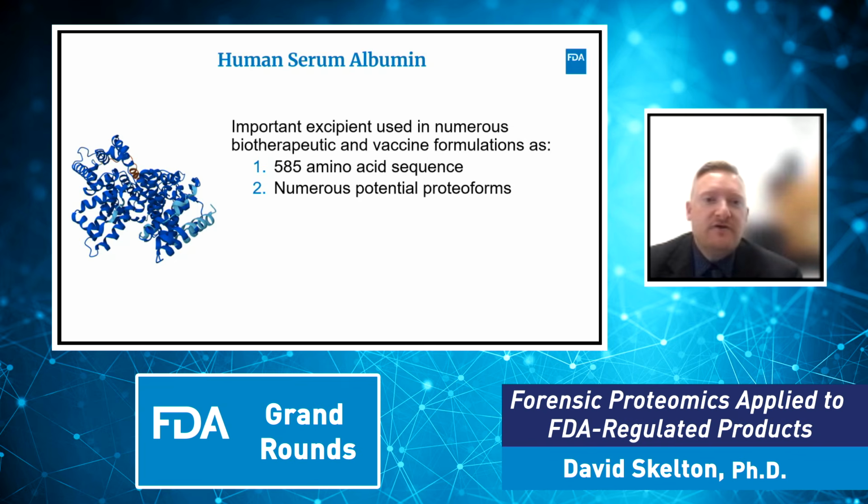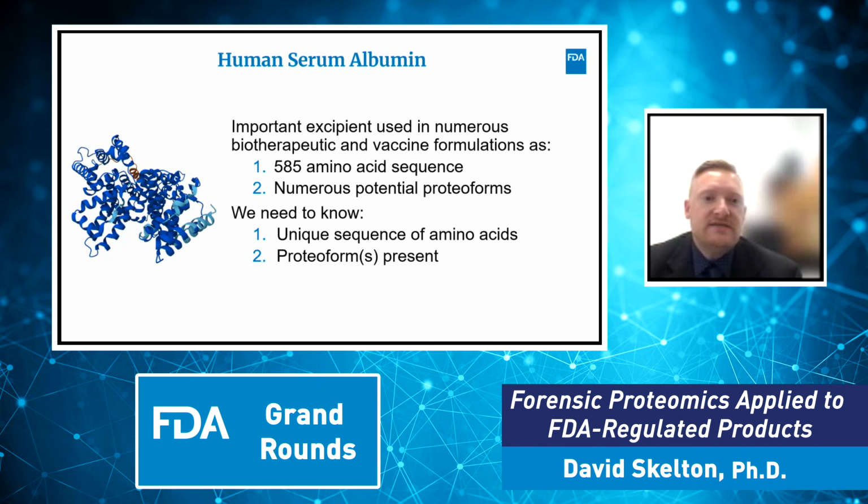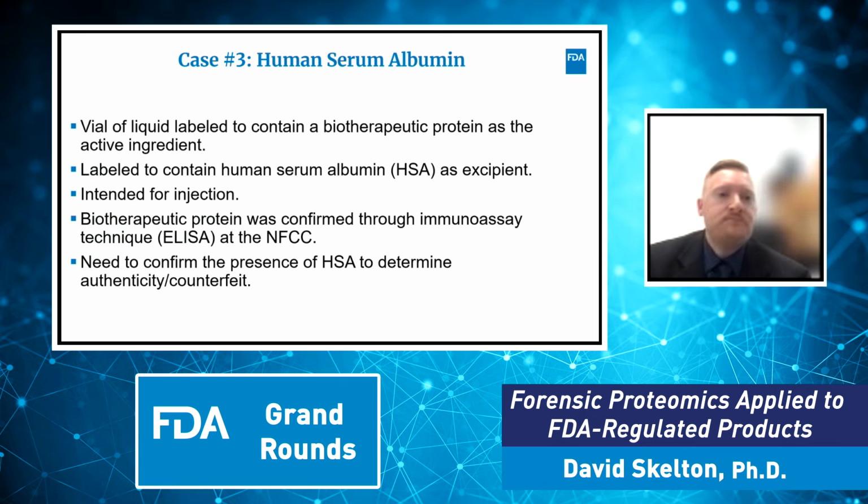HSA consists of 585 amino acids, and it has numerous potential modifications, so it can have numerous potential proteoforms. So for proteins, what we want to know is the same as what we wanted to know for the peptides. We want to know what is the unique sequence of the amino acids of what we would observe in our samples, and does that match HSA? And we want to know what proteoforms are present. So are there any modifications to the HSA that we may observe in the sample?